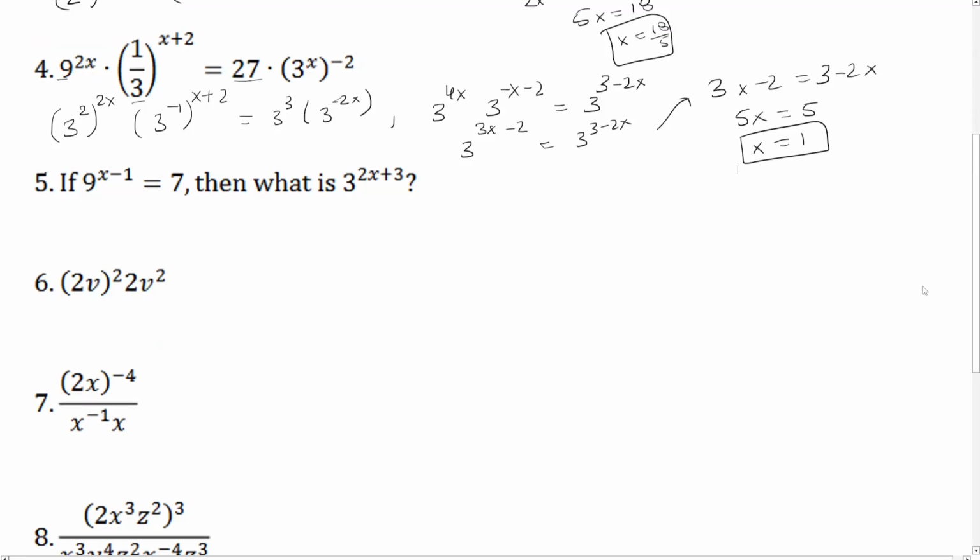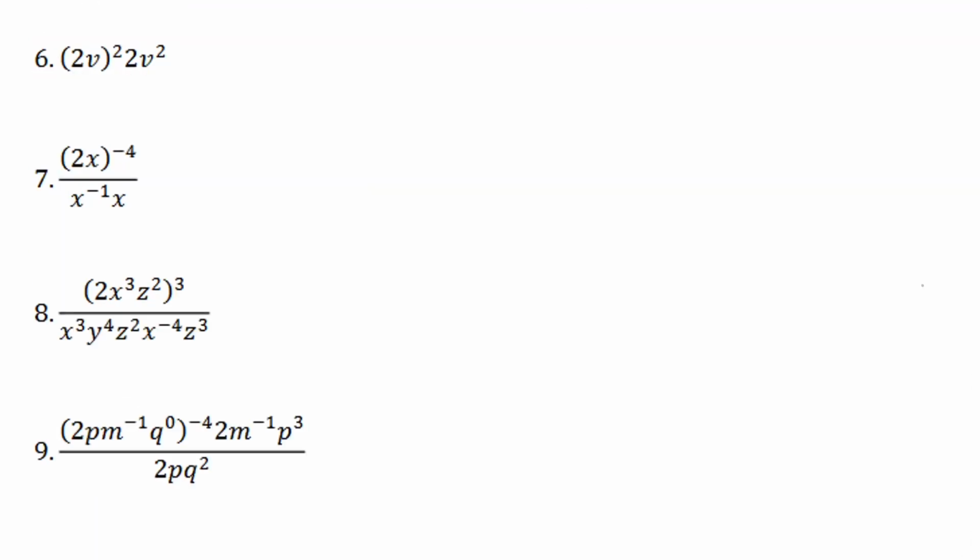Okay, now for number 6, we want to simplify this. So we want to distribute the exponent. The 2 here goes on the 2 and the v. So it's 2 squared times v squared. And then also times 2v squared. 2 squared is 4. And then we could just multiply the v squareds to get v to the 4th. And then we also have the 2 here. And then 4 times 2 becomes 8. And that's 8v to the 4th.